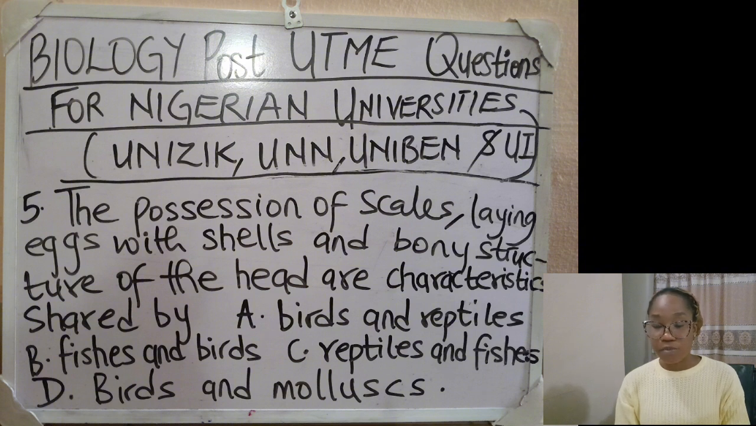Option A says birds and reptiles. Option B says fishes and birds. C says reptiles and fishes. And then D, birds and mollusks.